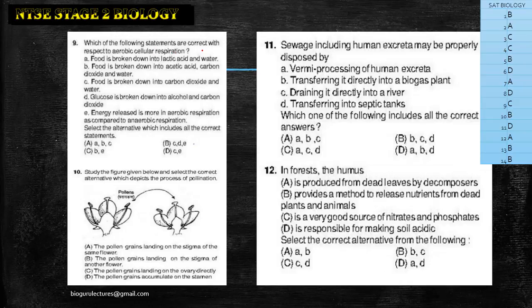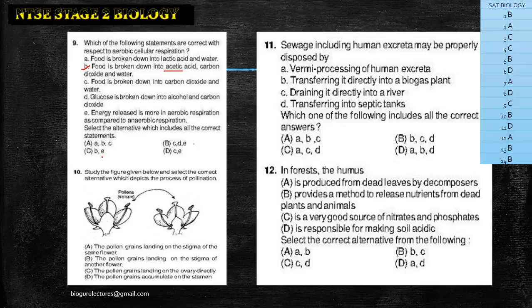Which of the following statements are correct with respect to aerobic cellular respiration? When you say aerobic cellular respiration, there should be a major role of cytoplasm and mitochondria and various biochemical processes that take place inside them. So here we can consider the food is broken down to acetic acid, carbon dioxide, and water.